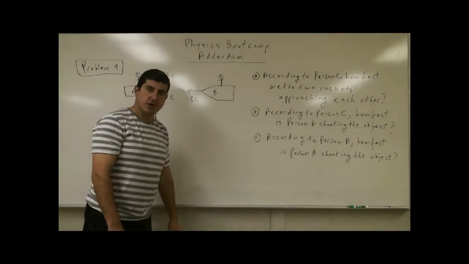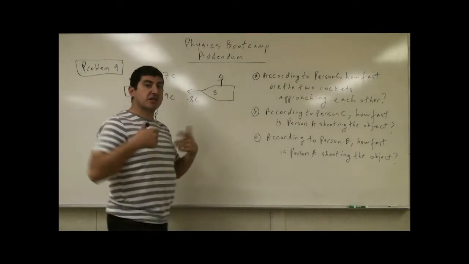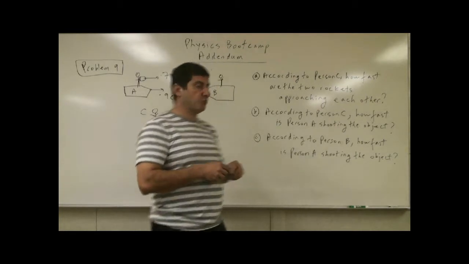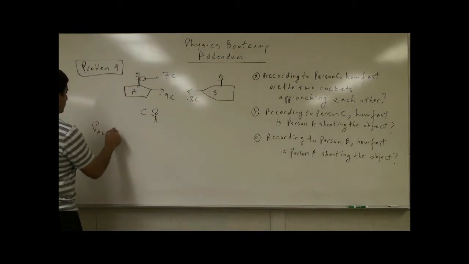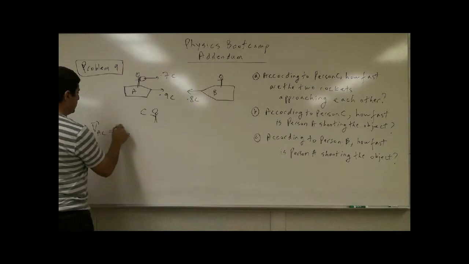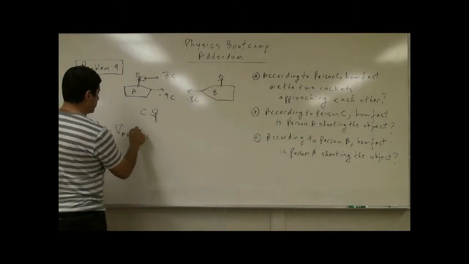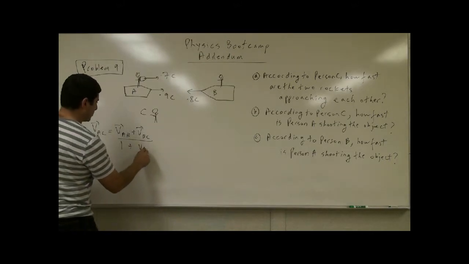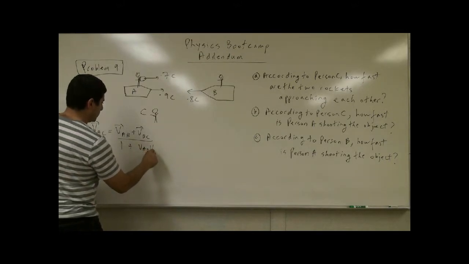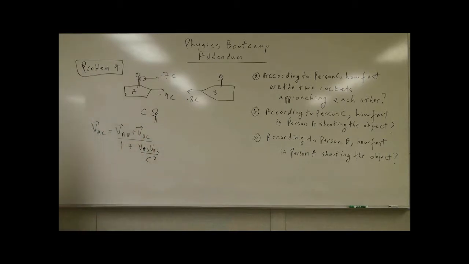So the basic relativistic velocity addition equation that we're going to use is: velocity of A with respect to C is equal to velocity of A with respect to B plus velocity of B with respect to C, over 1 plus velocity of A with respect to B times velocity of B with respect to C over c squared.